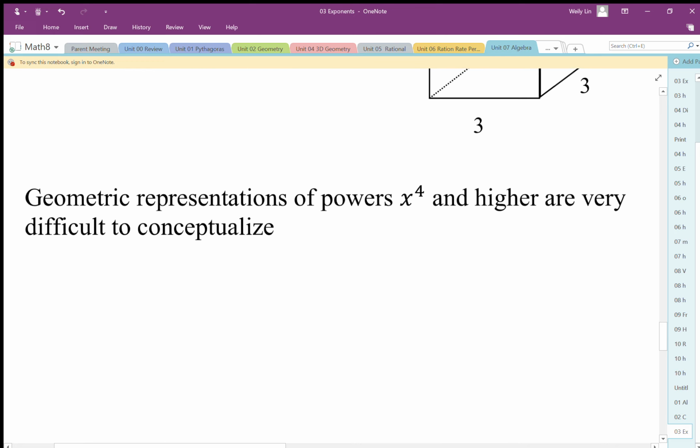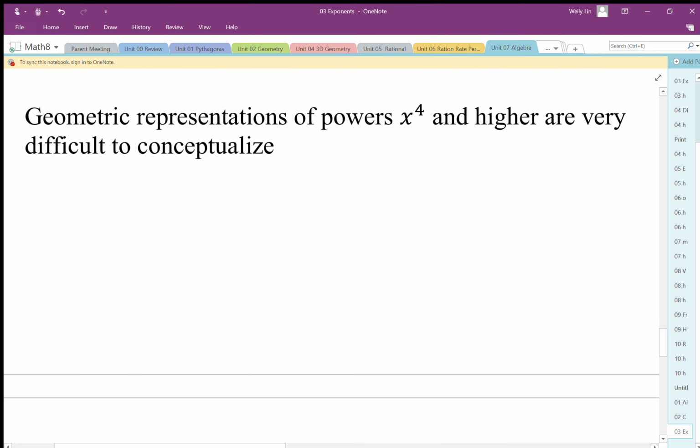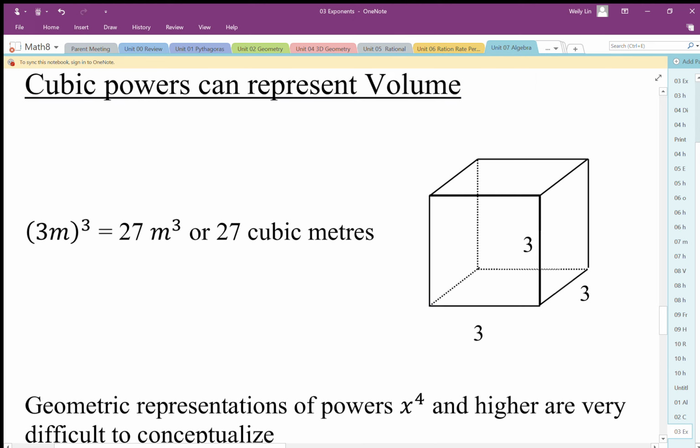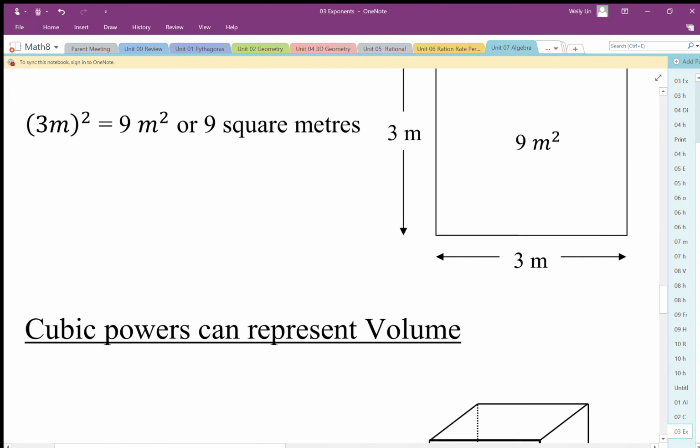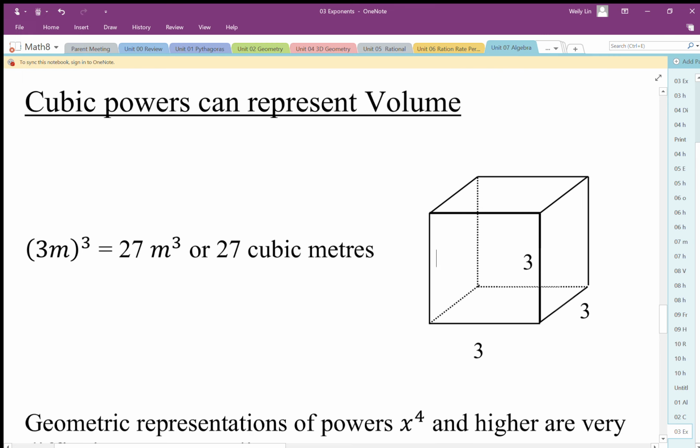When we get to fourth powers, powers of 4, since we only live in a 3D world, it is very difficult to conceptualize and show and draw a power 4. However, there are ways it can be done, but these are much more advanced. But for cubes and squares, we can represent squares with square area. We can represent cubes with a cube volume.